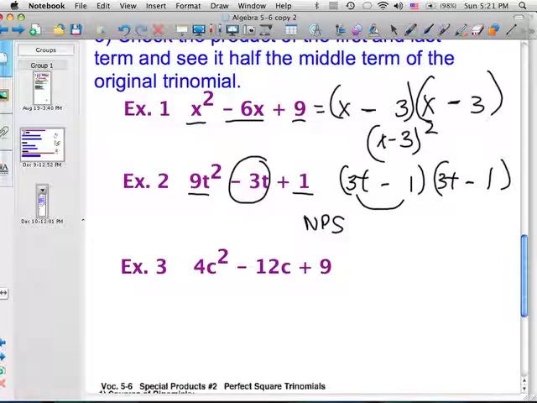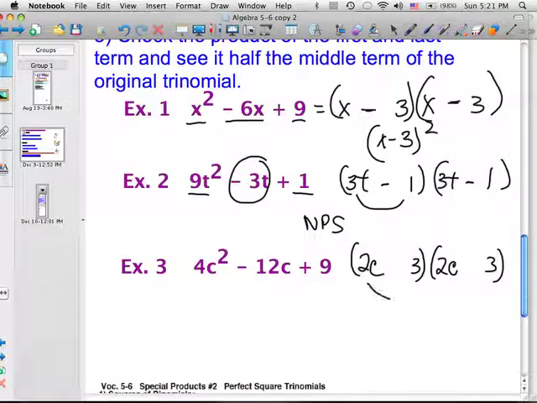And on the last example, 4c squared is a perfect square, so I use 2c. And 9 is a positive, 9 is a perfect square, so I have a 3 and a 3. I times these together, I get 6c. The middle term is twice that, so it is a perfect square trinomial, and they're both negative. I can shorten it and write it 2c minus 3 quantity squared since they're both repeated twice.